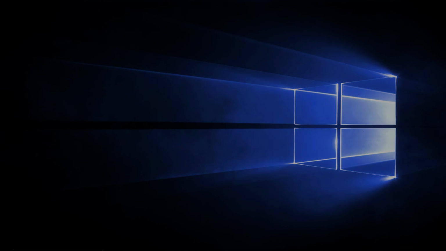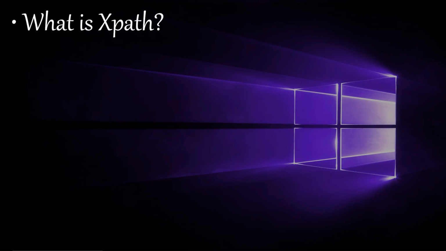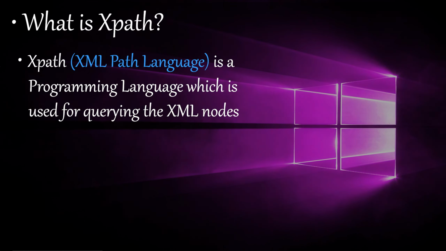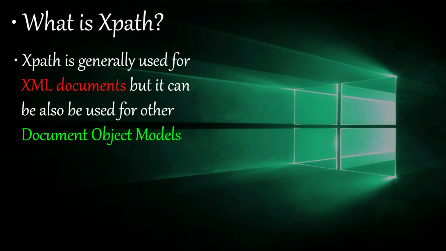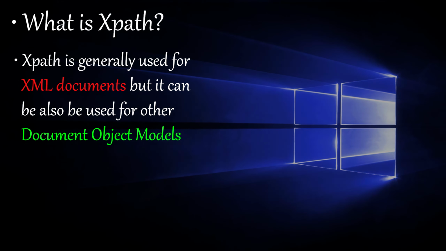So, let's start with what is XPath? XPath is a programming language which is used for querying XML nodes, or you can say that it is designed for finding the controls or elements in the HTML document. XPath is basically designed for XML documents, but it can also be used for other document object models.